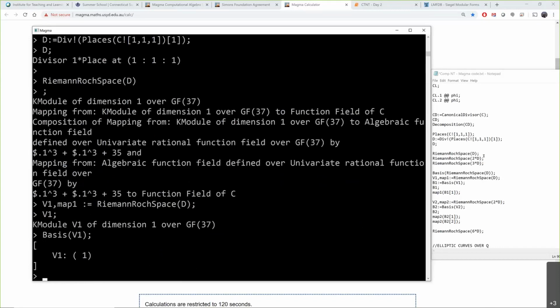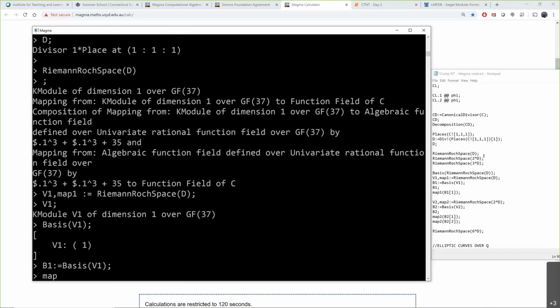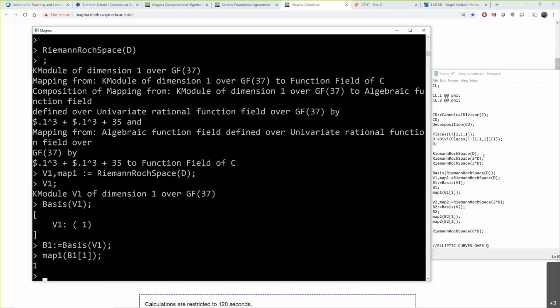However, if I call that B1, I can use my map 1 on B1, on the first basis vector, to compute a function. Okay, so now it's a function in the function field of my curve, and it's actually the function equal to 1. Yes, because we know that those functions do not have poles, so they are in that Riemann-Roch space.